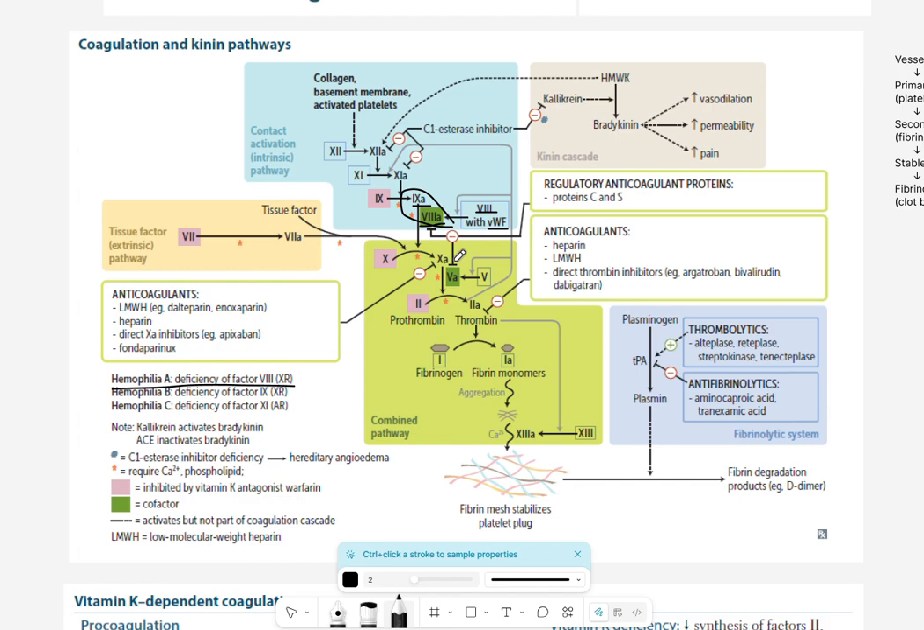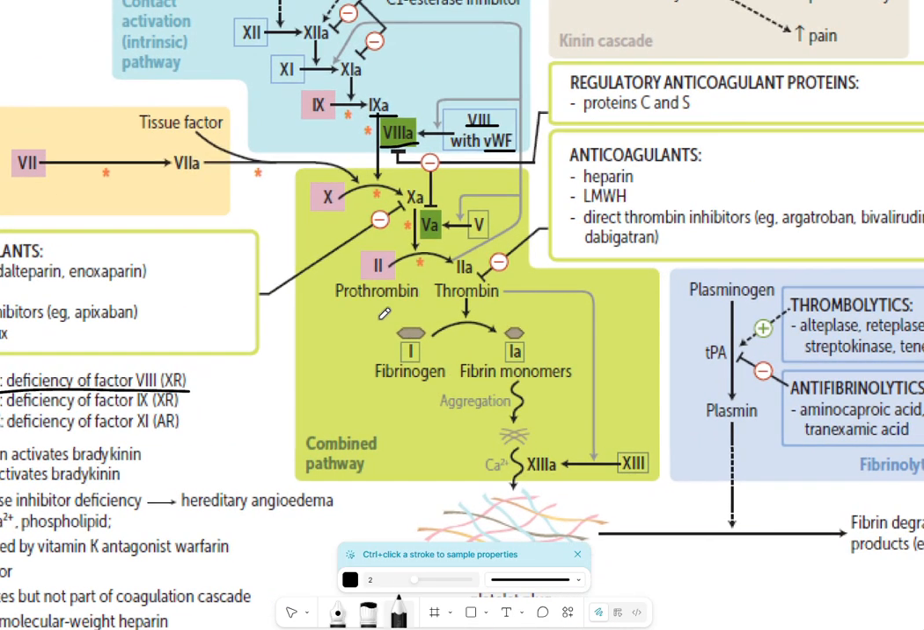Okay. So now at this common pathway, you have the 10 being converted into 10A. This is the common pathway. Extrinsic and intrinsic both come and meet here. Now, what does 10A do? The 10A is very important. It converts prothrombin into thrombin, right?